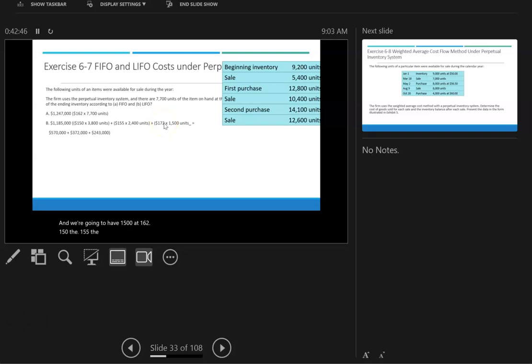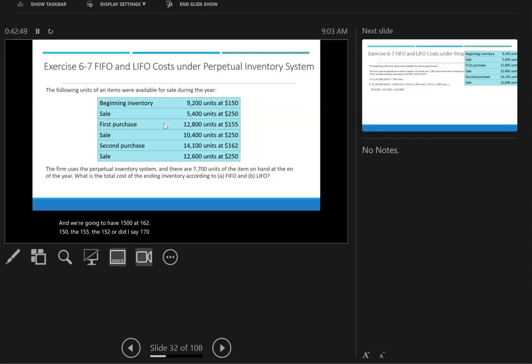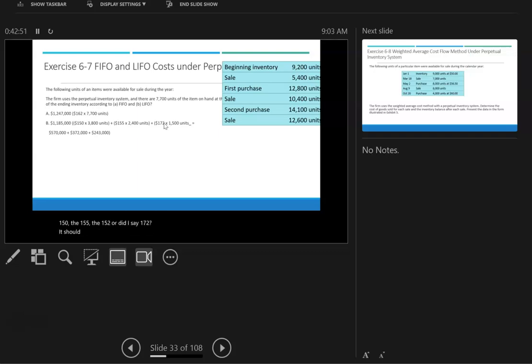The 152, or did I say 172? It should be 162. I made the numbers wrong. But do you understand, under LIFO, since we're always selling the newest items, it's the oldest items that are staying in inventory.